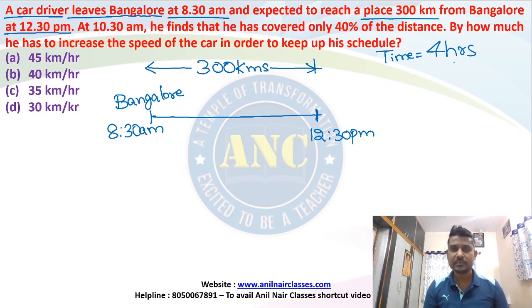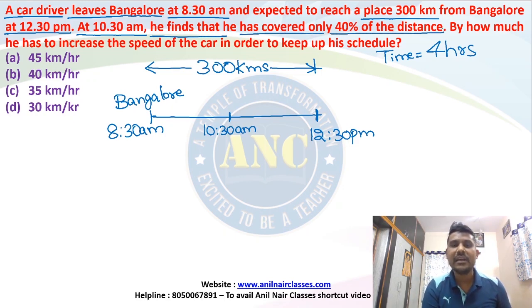Actual speed is 75 kilometers per hour. But the question gives a little bit of twist, which is not difficult in fact. See here. At 10:30 a.m. he will see his watch. The watch is showing 10:30 a.m. He finds that he has covered only 40% of the distance.